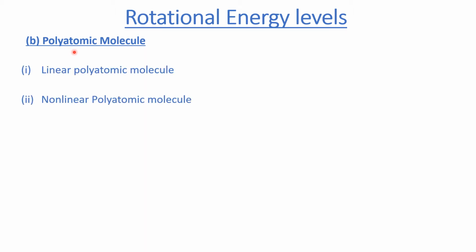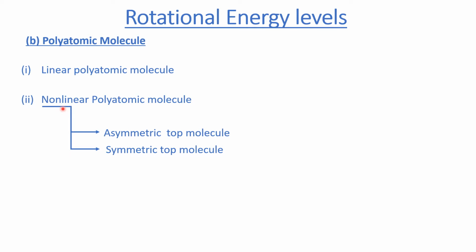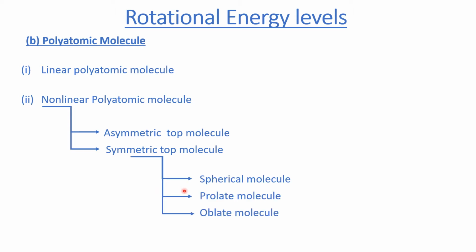In polyatomic molecules, we have two categories: linear and nonlinear. The nonlinear molecules are further divided into asymmetric and symmetric top molecules, and the symmetric top molecules are further divided into spherical, prolate, and oblate molecules. So in today's lecture, we are going to discuss the rotational energy levels of all these categories of polyatomic molecules, and then at the end we will talk about the rotational spectra of the molecules.